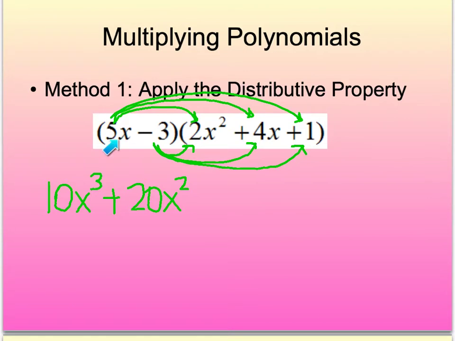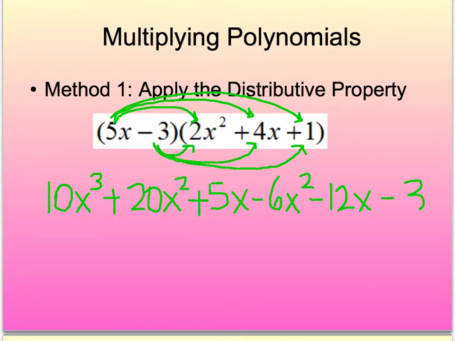And then for the last distributing of the 5x, we do 5x times a positive 1, which would give us positive 5x. And then we begin to distribute the negative 3. Negative 3 times positive 2x squared gives us a negative 6x squared. Next we have negative 3 times positive 4x, which gives us negative 12x. And finally we have negative 3 times positive 1, which gives us negative 3.